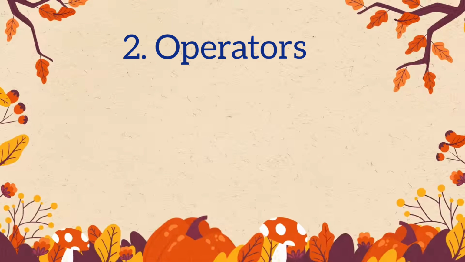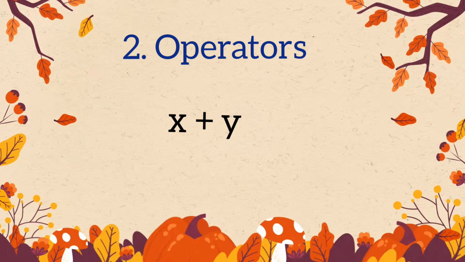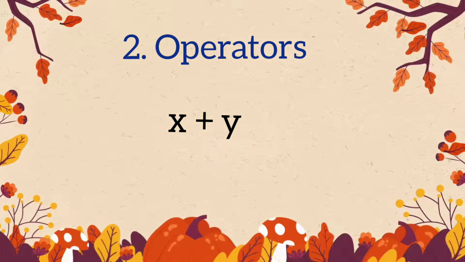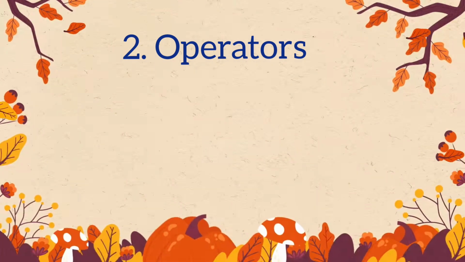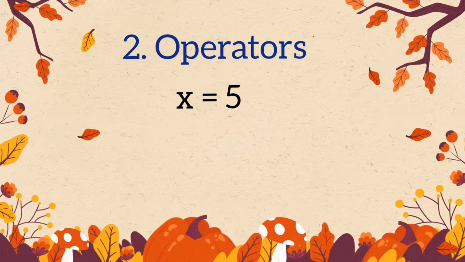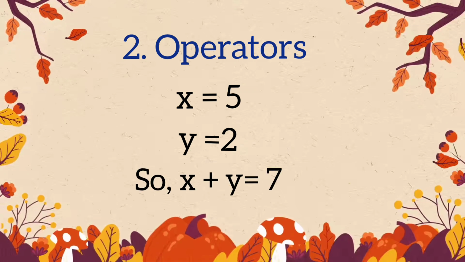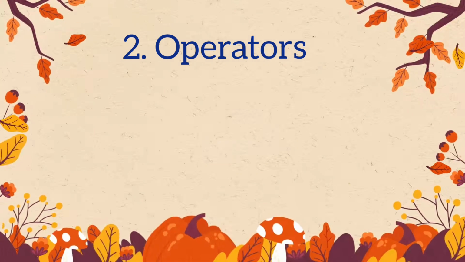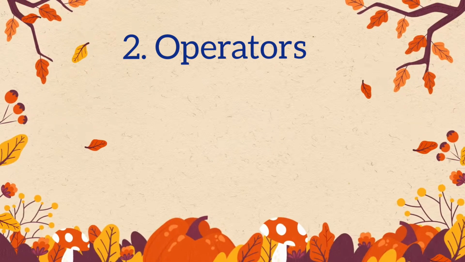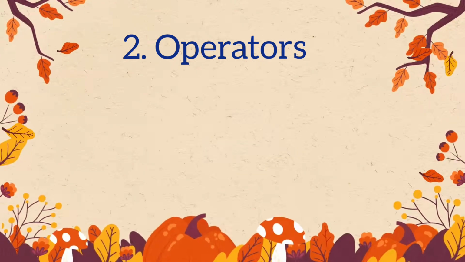Similarly, suppose you take x plus y. We don't know the values of x and y, so we have to assign some values. That assignment part we will discuss later. Suppose you write x equal to 5 and y equal to 2, and then you can add them. So mainly operators are like this. Now, operators are of some types, and we are going to discuss the types now.